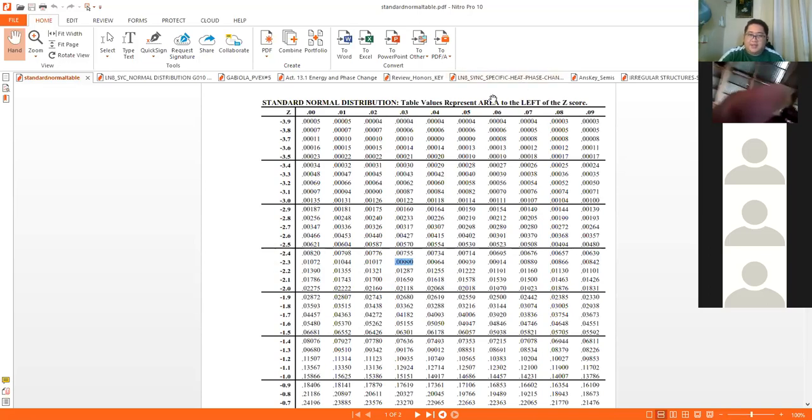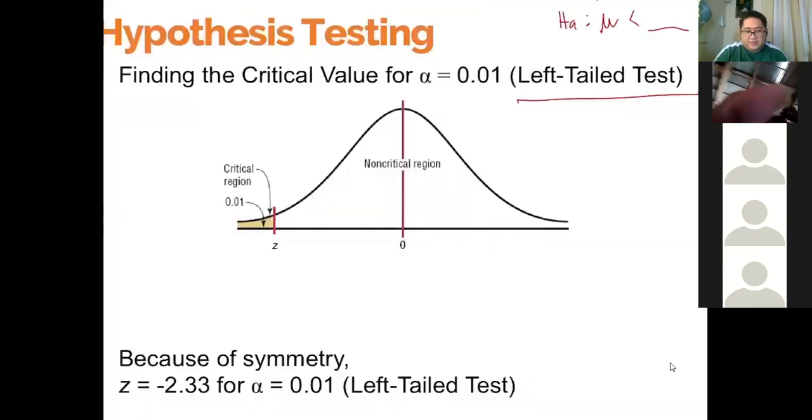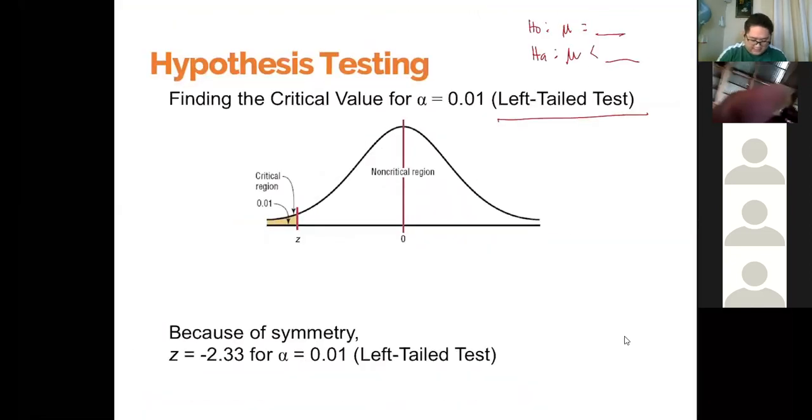Kaya kung babalikan natin yung slide natin, ito. So, yan. Yung value natin is negative 2.33. So, ibig sabihin yan yung critical region natin. Halimbawa, ang Z actual natin naging negative 2.4. So, ibig sabihin, critical siya. So, we have to reject yung null hypothesis natin.